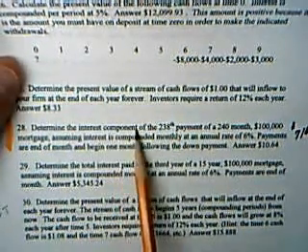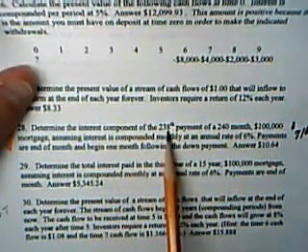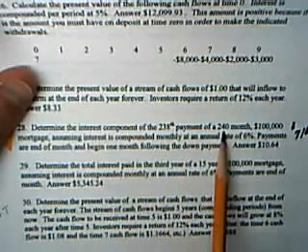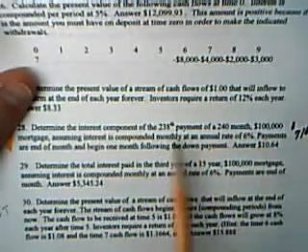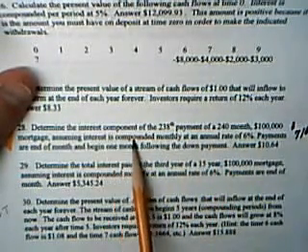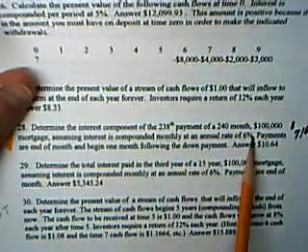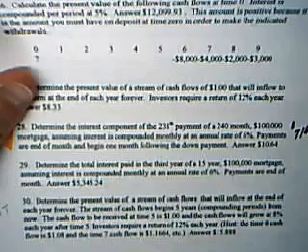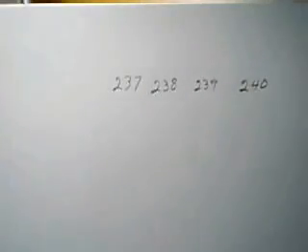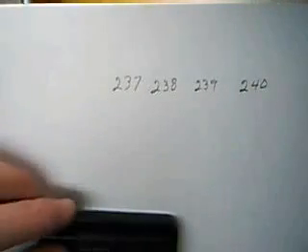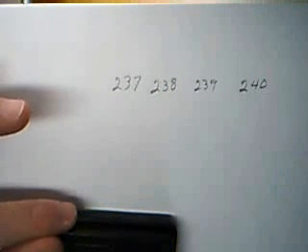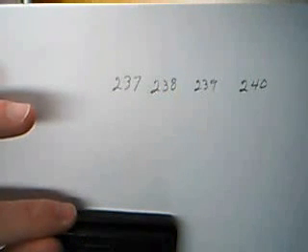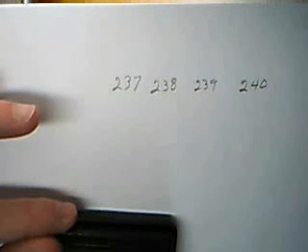The interest component of the 238th payment of a 240-month, $100,000 mortgage. And let's assume interest is compounded monthly at an annual rate of 6%. First thing to do in this problem is to calculate the payment. So 100,000 is your PV, that's the amount you borrowed today.